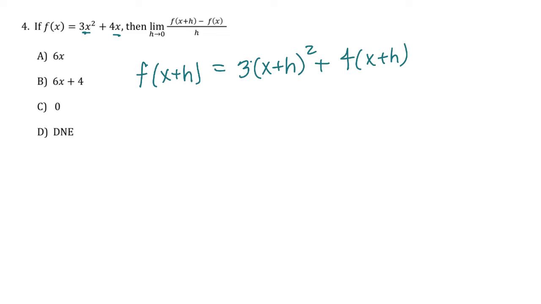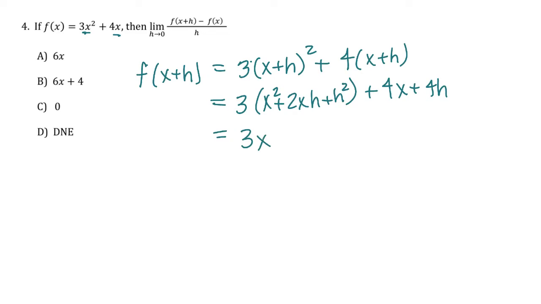And then we're going to go through and FOIL this out. So I'm going to have 3 times x squared plus 2xh plus h squared. And then I'm going to go ahead and distribute over here. And so finally, I have 3x squared plus 6xh plus 3h squared plus 4x plus 4h. Now that's taking care of this little portion here.